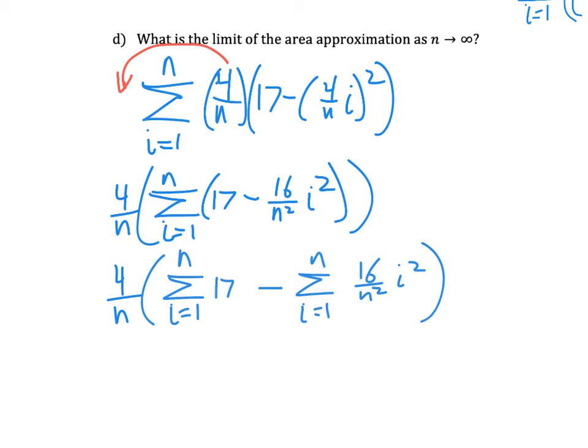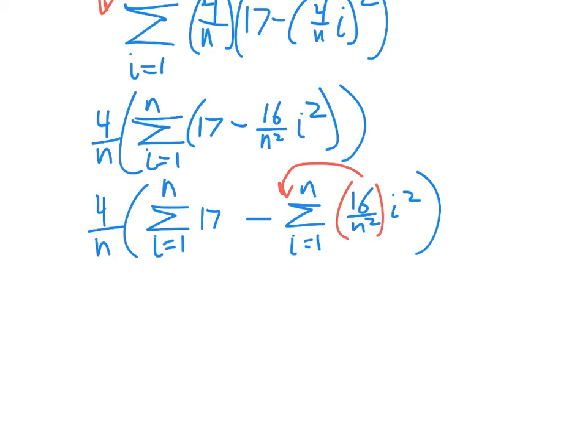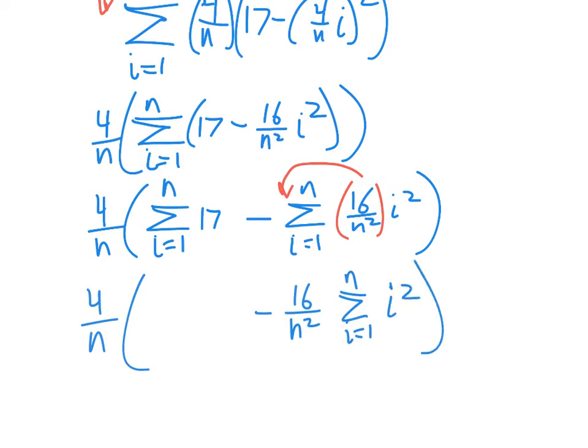Okay. Now, again, this right here, in terms of n, can be brought out. I know this gets a little complex here, but let's do that. Let's bring out the 16 over n squared times the sum of i equals 1 to n of i squared. Okay, and we'll copy this down and we'll evaluate this next.